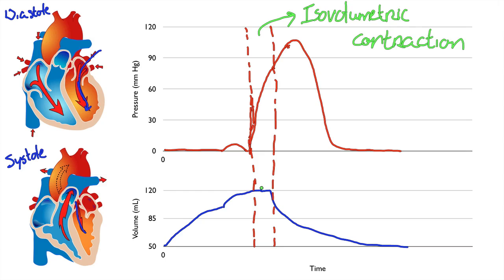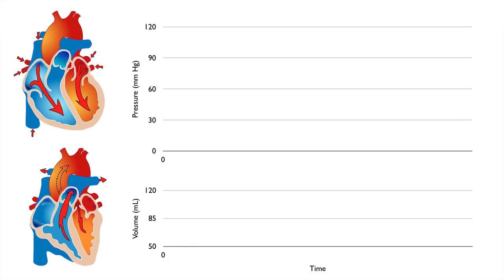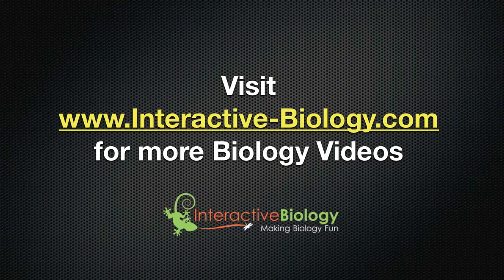And the reason the volume is staying the same is because the valves are closed, so the blood cannot leave until it reaches that point where the semilunar valve opens. And once that opens, the blood can flow out to the rest of the body. That's it. That's the concept of isovolumetric contraction, and that's all I want to cover in this episode.